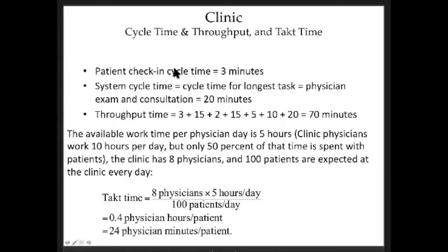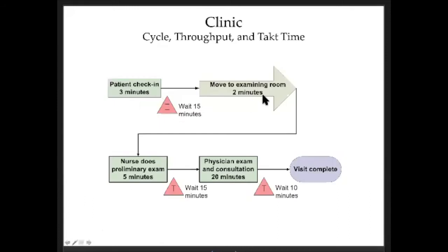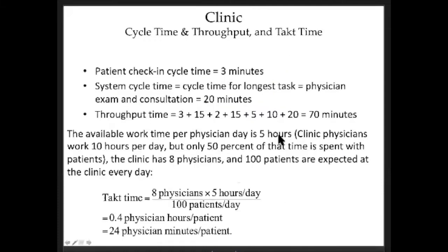So we know the patient check-in time is 3, and the system cycle time is the longest time. We have already seen it in the first week. That's the bottleneck that dictates what the system cycle time is. That's 20 minutes. And the throughput time is the sum of all the times that we have listed here. So 3 plus 15 plus 2 plus 5 plus 15 plus 20 plus 10. So all of them put together gives you 70 minutes.